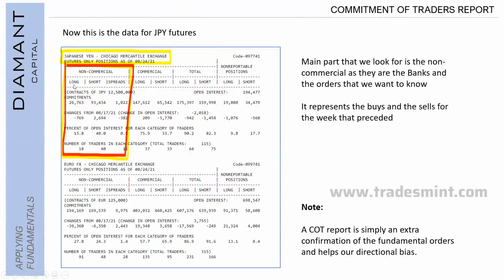If you look at it, you've got longs, shorts, and then spreads. The main part again is going to be the long and the short positions, which are obviously buy and sell positions. Then you've got contracts of JPY, 12,500,000. I believe that's the total amount of contracts that there are. Then if you look at the breakdown of it, this is the part we're going to be looking for. As you can see, JPY in the recent week.